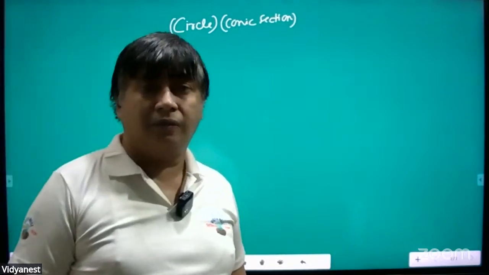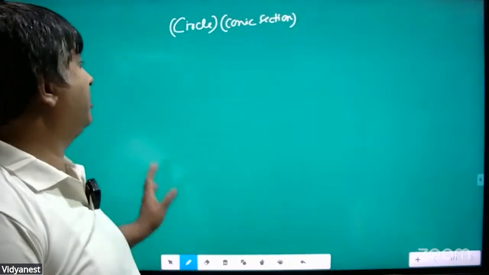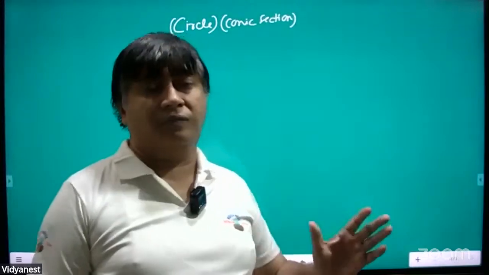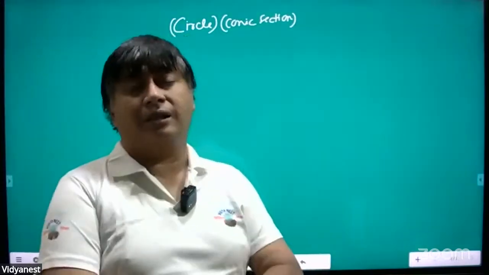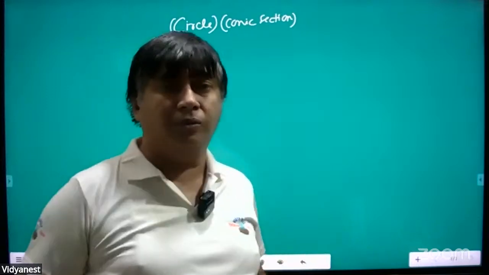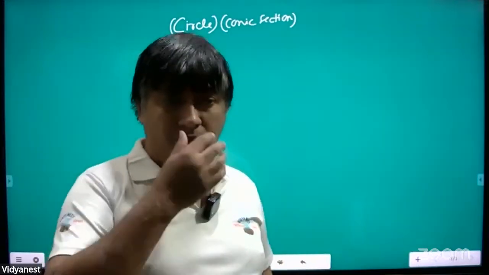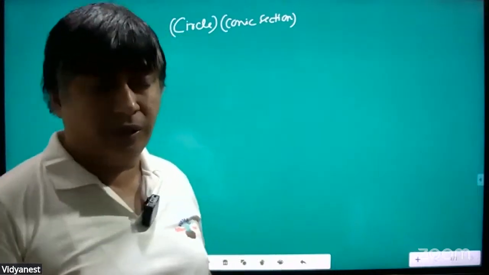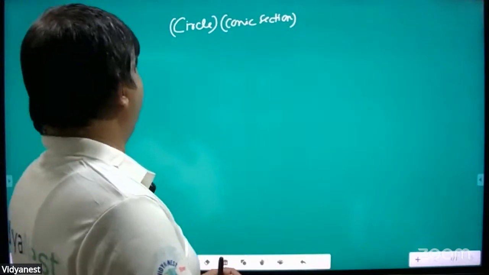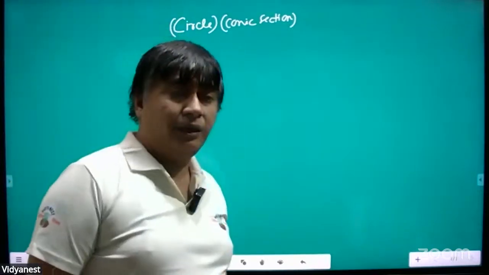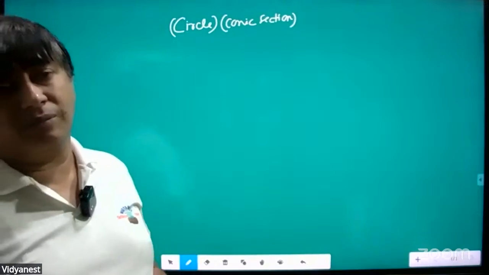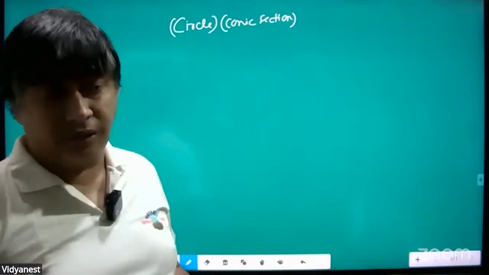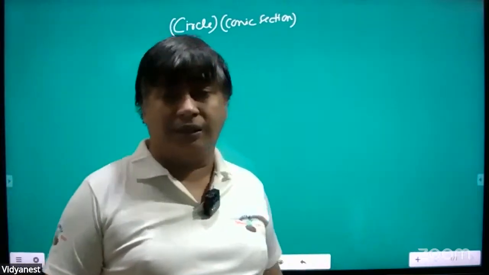Last day, we went through conic sections, and in conic sections we covered a few concepts on the circle. I hope you went through them and understood. Today, we will go into something more on it. Last day we covered the equation of the circle and the number of tangents, common tangents. These were taught.